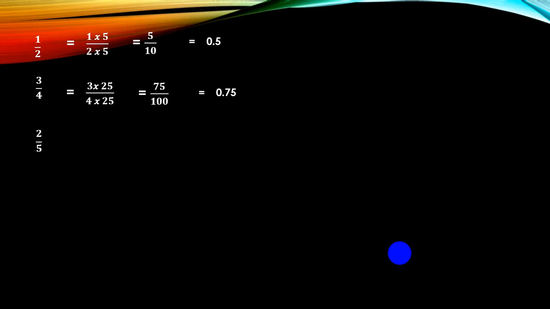Let's see another one to be more clear. 2 out of 5, 2/5. Yeah, the denominator here is 5. So multiply by 2. Why? To give me 10. So multiply by 2 up and down, at the top and at the bottom. 2 times 2 equals 4. 5 times 2 equals 10. Now, very easy. You can write it as a decimal. 0.4.